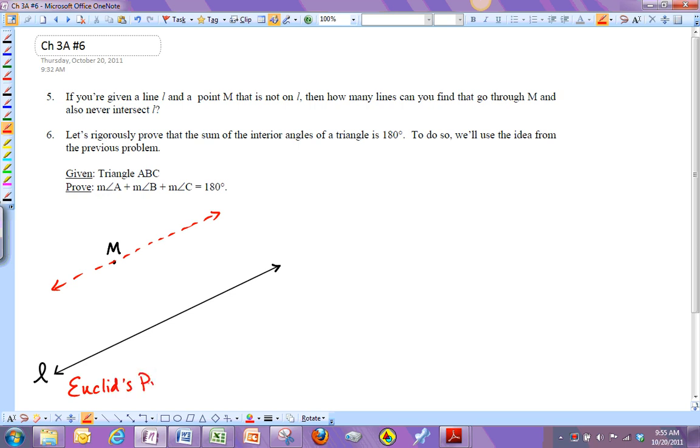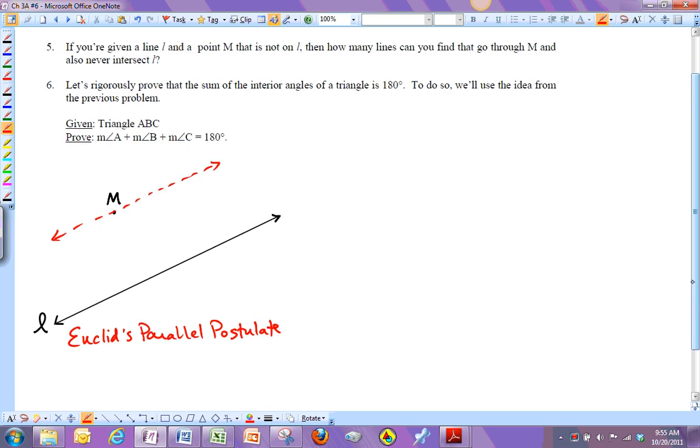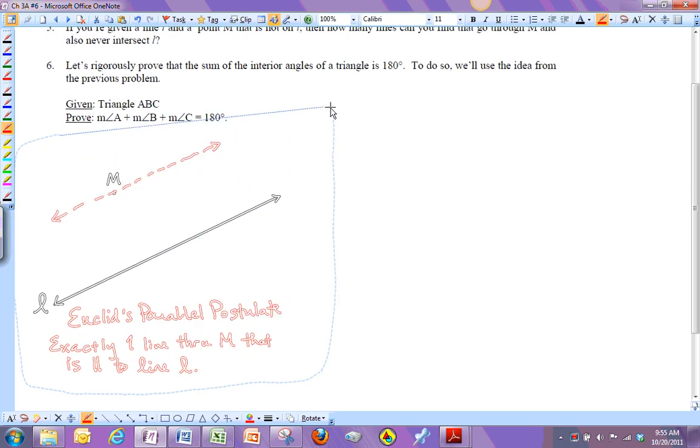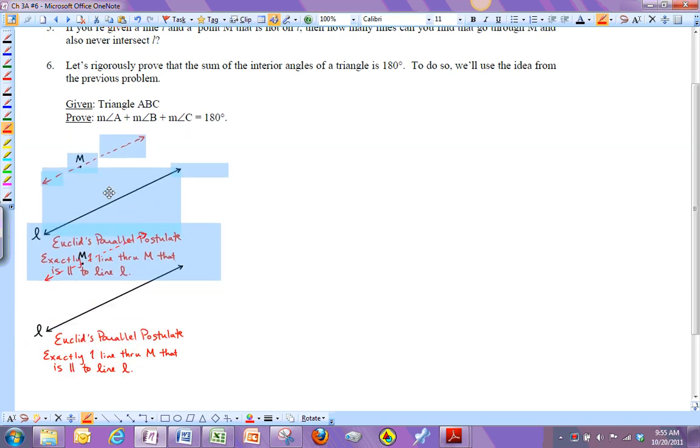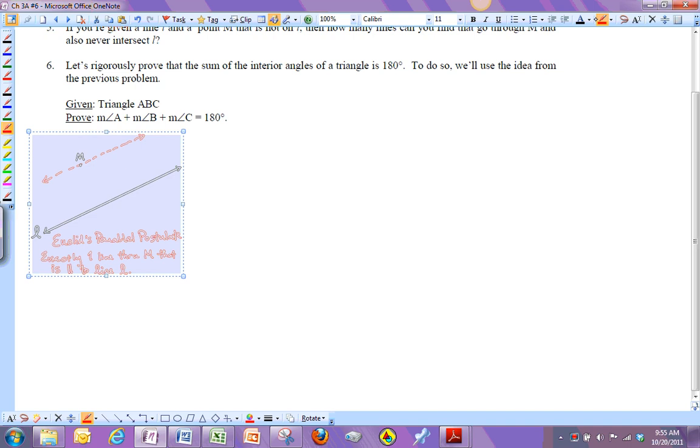So, what I'm going to write down here, remember this is called Euclid's parallel postulate, which says I get exactly one line through M that is parallel to line L. Okay, remember parallel means it's got to be in the same plane. So the other ones are the skew lines again. So then we're going to take this idea, this Euclid's parallel postulate, and use it in our proof for number 6.